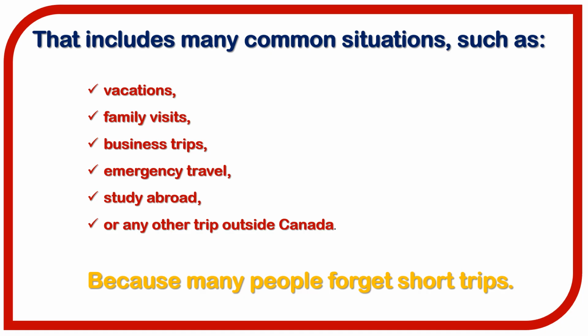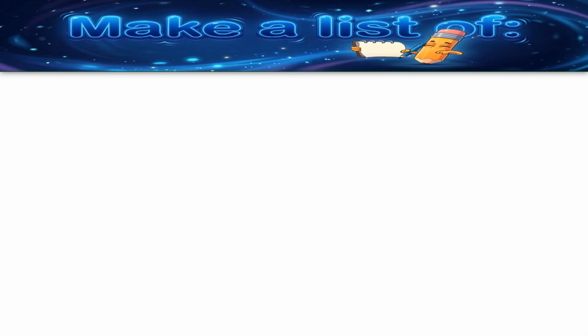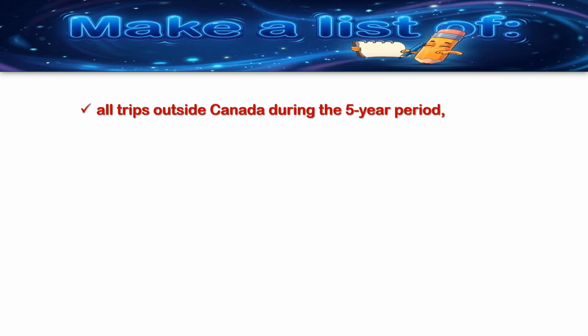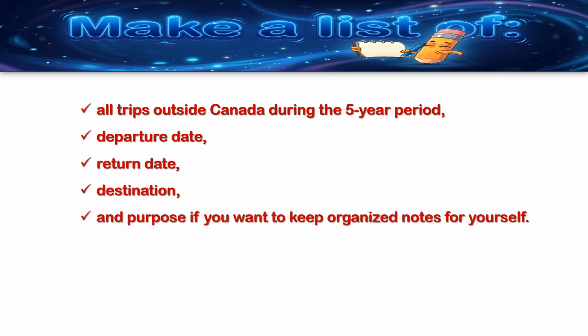So before using the calculator, prepare your information. Make a list of all trips outside Canada during the 5-year period: departure date, return date, destination, and purpose if you want to keep organized notes for yourself. Even if the calculator only asks for specific details, it is helpful for you to keep a clean record. Now, here is the mindset you should have. Every absence matters. Even short trips matter. Even one day or weekend travel can matter. The more accurate you are, the stronger and safer your application becomes.